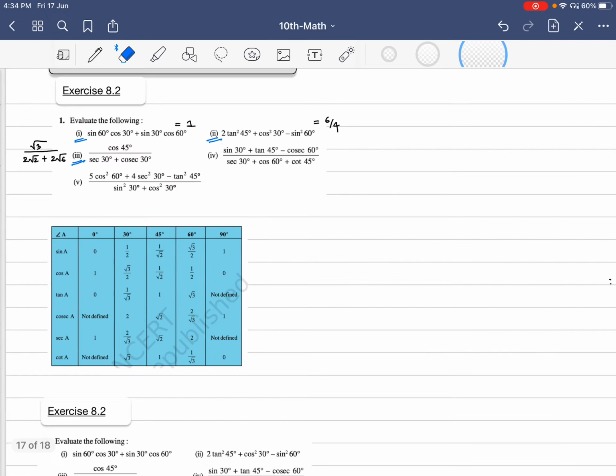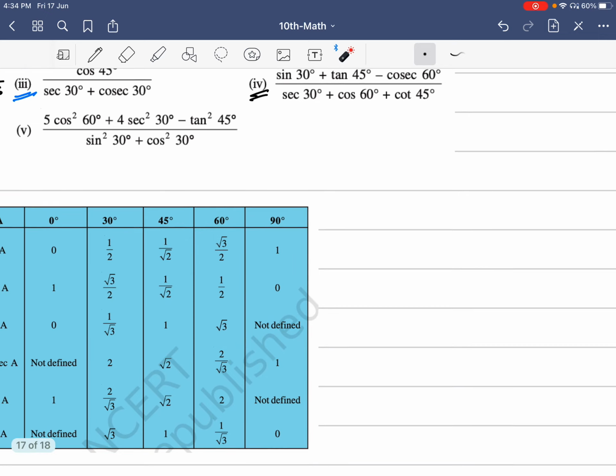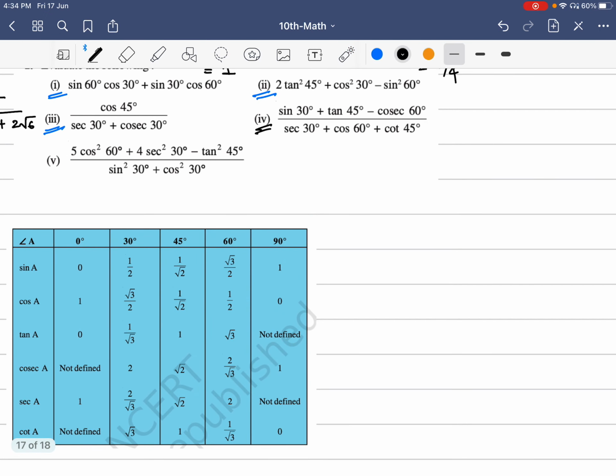To be solved. Now let's go to expression number 4. So this is our expression number 4, and expression number 4 has quite a lot of terms. So let's try to insert their values from the given table. So first we start with sine 30. So my sine of 30 is half. So there is going to be half plus tan of 45, and tan of 45 is 1. So 1 minus cosec of 60, and cosec of 60 is 2 by root 3.